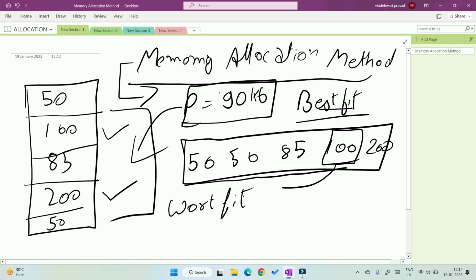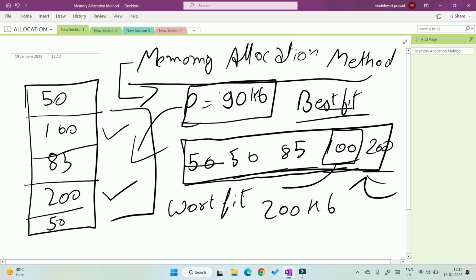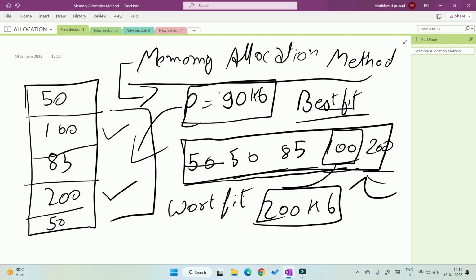The second method is called worst fit. What do we do in this method? The same: first sort the memory. Then the OS allots the maximum possible. Here the maximum possible is 200, so the OS allots 200 KB instead of allotting 100 KB. So what is the difference between best fit and worst fit? In best fit, the OS sorts the memory and allots the minimum requirement. In worst fit, the OS sorts the memory and allots the maximum.